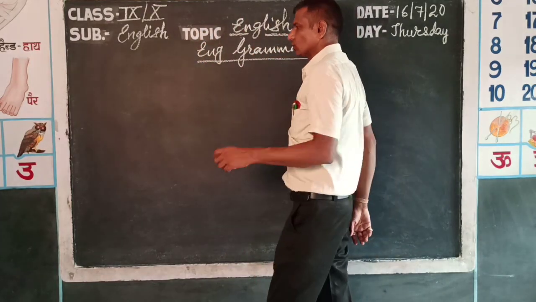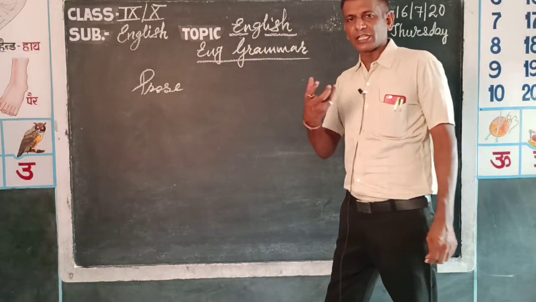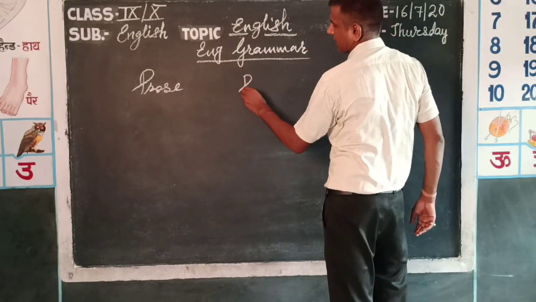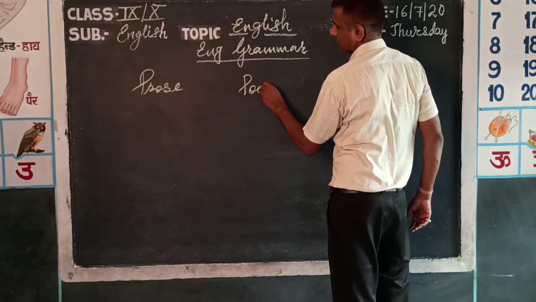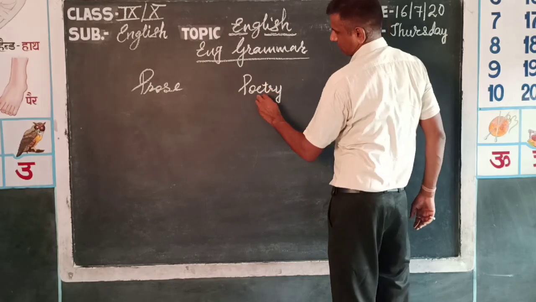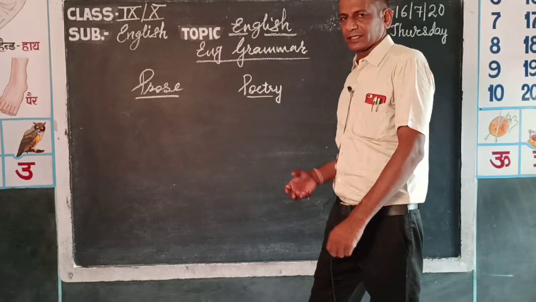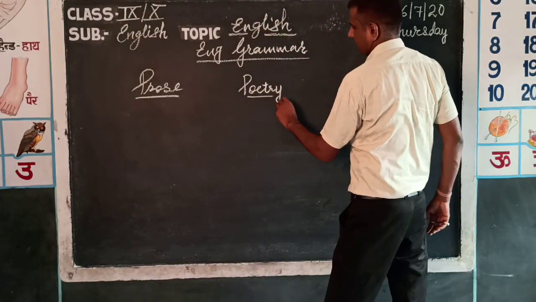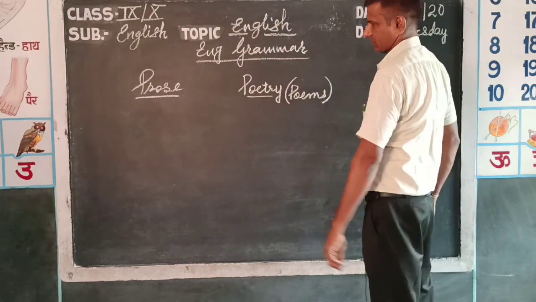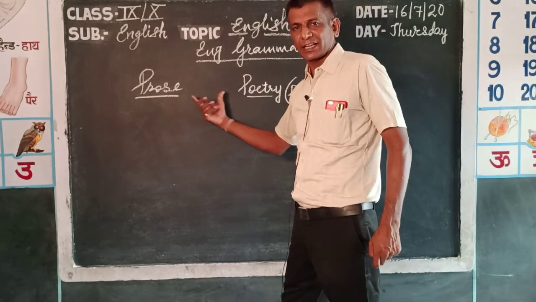Well, there are two things. You have prose, one is the prose part, and on the other hand the poetry part, or you can say poems. Well, these two things you will see in your text.